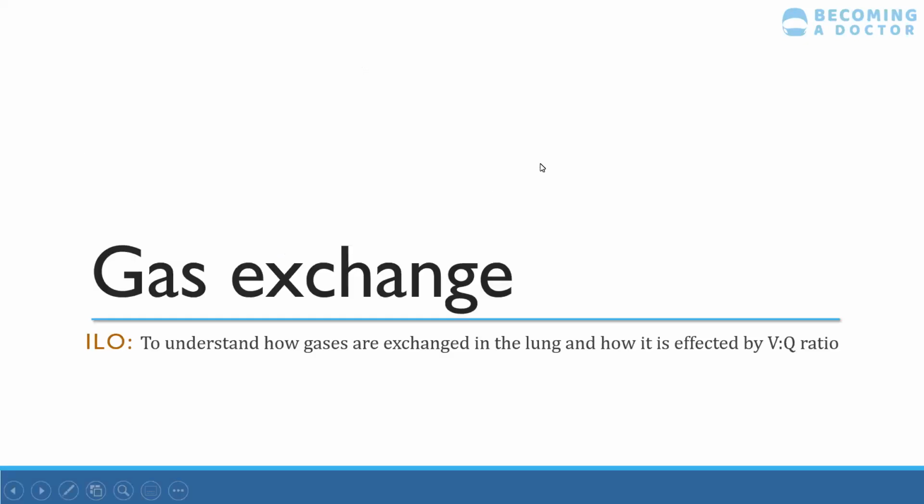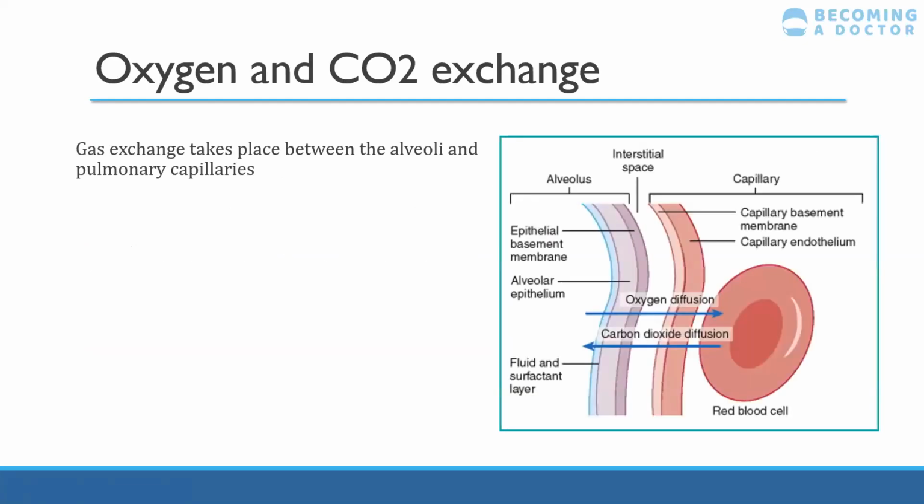So I'm going to start with gas exchange. Gas exchange takes place in the lungs where the alveoli are, which are the little sacs of air. It takes place between those alveoli and the surrounding pulmonary capillaries. Gas exchange mostly takes place by simple diffusion, which is down a concentration gradient or a partial pressure gradient, so from an area of high partial pressure to an area of low partial pressure.